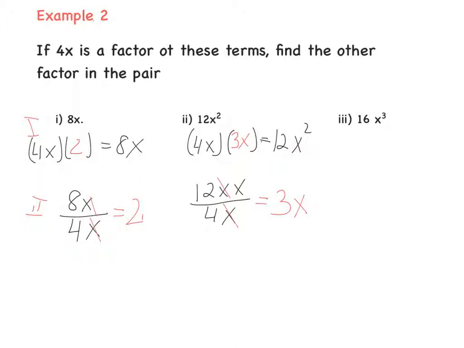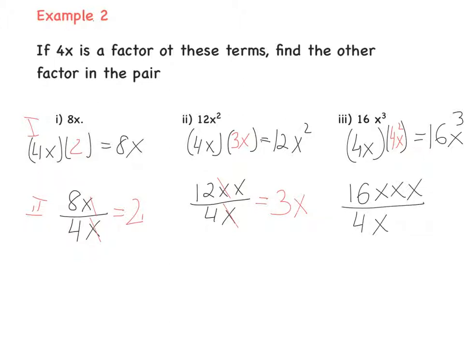And the last one, 16x to the power of 3. The same: 4x multiplied by what gives you 16x to the power of 3? So 4 multiplied by what gives you 16? So this is 4. And then x multiplied by what gives you x to the power of 3? And this is x squared. And the other way, 16, and instead of x to the power of 3, we write x times x times x, divided by 4x. Then 16 divided by 4 is 4. We can cross out one x, and we have x times x on top, so this is x squared.